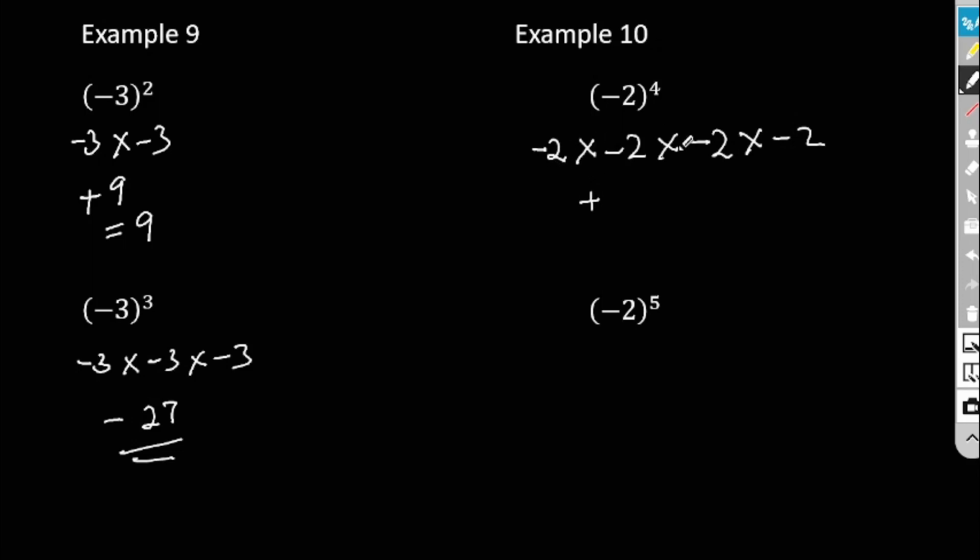Then you can multiply the constants. 2 times 2 is 4. 4 times 2 is 8. 8 times 2 is going to be 16. And therefore, the final answer there is going to be equal to 16.